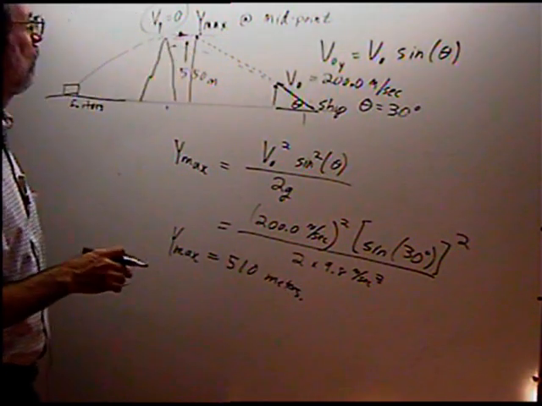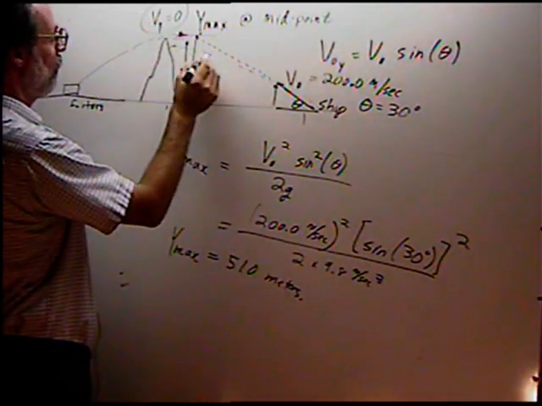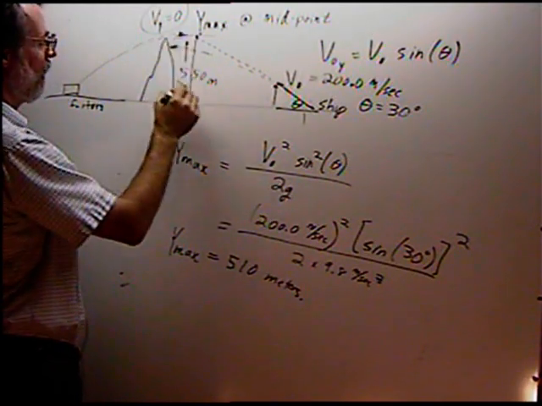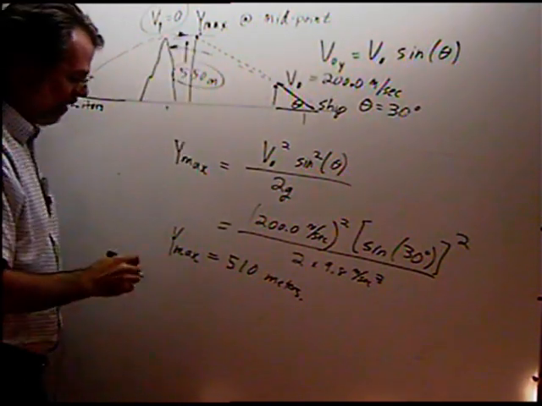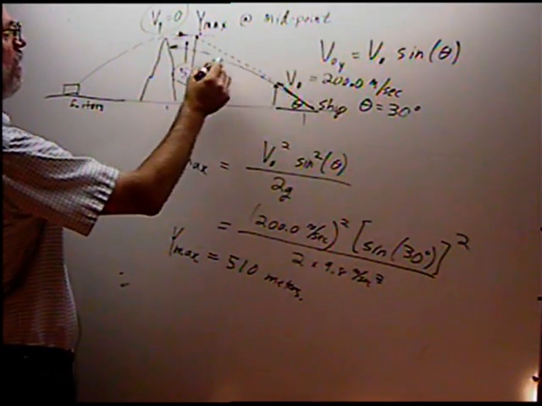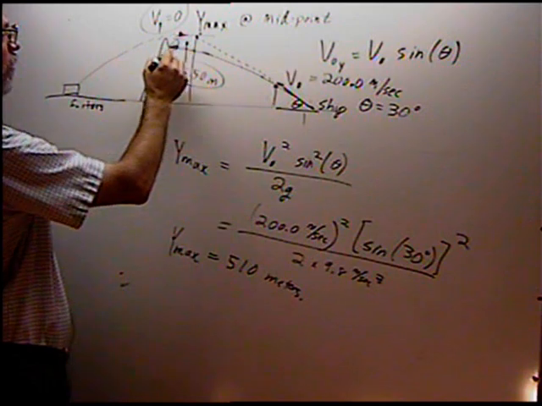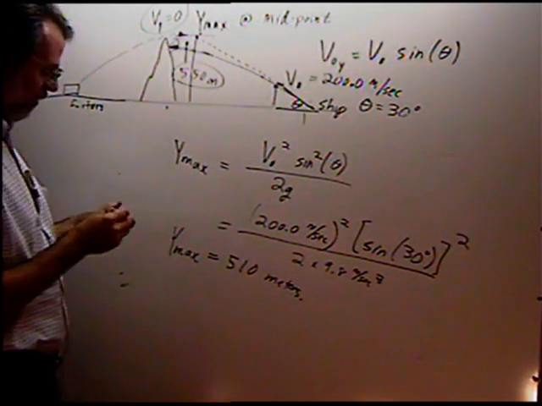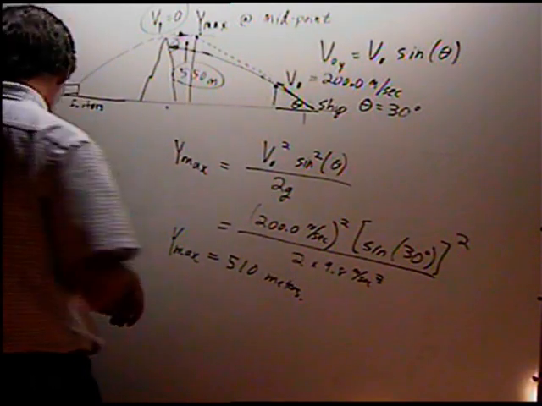So what does that mean? This crosses right here at 510 meters. The mountain is 550 meters. So basically that means that the shell hits the mountain, boom, hits the mountain, and the factory is safe. So that's how you solve that problem.